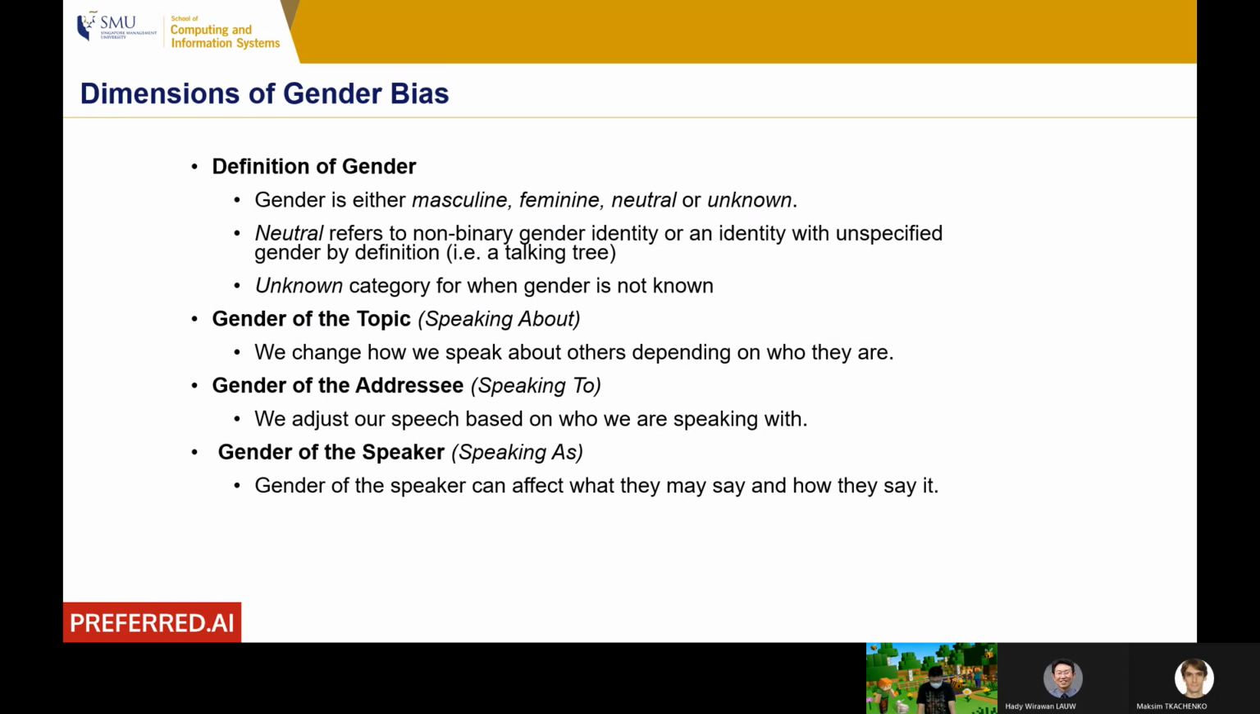Second, the gender of the addressee. The intuition is that we adjust our speech based on who we're speaking with. So who you're speaking to is relevant to how you are speaking. And third, the gender of the speaker, who you're speaking as. The gender of the speaker can affect what they say and how they say it. The same thing might be said differently by a man and by a woman.